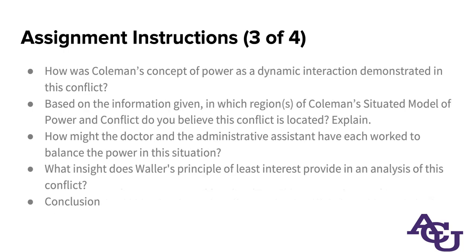And then we have a series of 4 more questions before the conclusion. How was Coleman's concept of power as a dynamic interaction demonstrated? Based on the information given, where are we in the situated model of power and conflict? How might the doctor and the administrative assistant have each worked to balance the power? And what insight does Waller's principle of least interest provide?